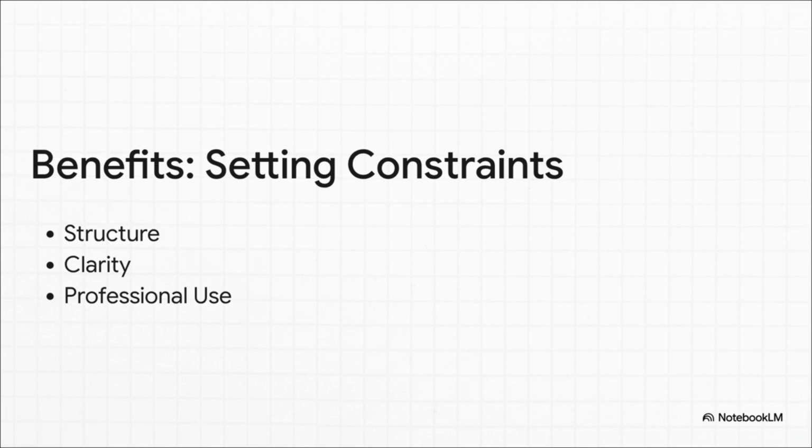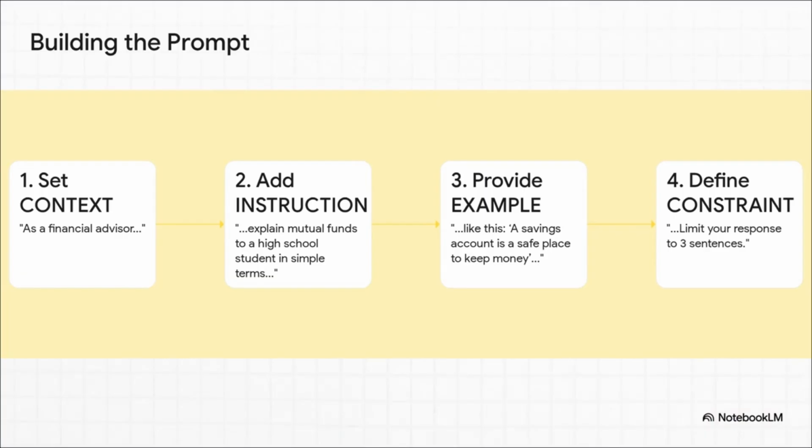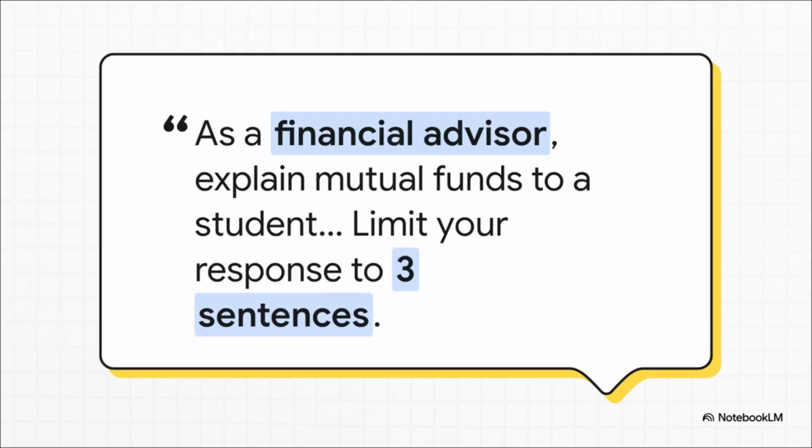All right, we've got our four ingredients, and now for the fun part. Let's mix all of them together and cook up the perfect prompt. Watch closely how we layer all these pieces together. We start by setting the context: we tell it to act as a financial advisor. Then we add our core instruction. After that, we guide the tone with a short sample example. And finally, we define the boundaries with the constraint, and voila, here is the final and beautiful result.